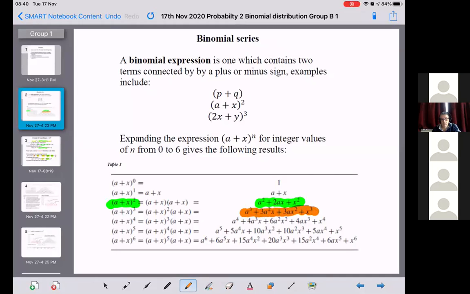Okay, everyone okay with that so far? And that if we carried on multiplying the previous term by a plus x, we'd get this table build up as shown on that slide. Everyone happy with that? Yeah. Please say so if not. Okay.